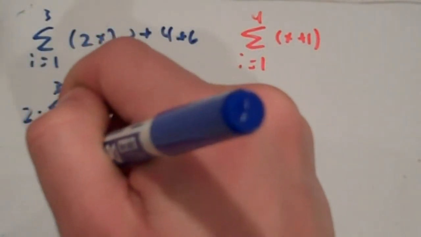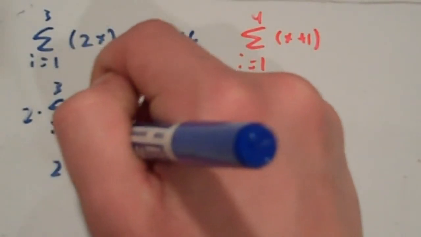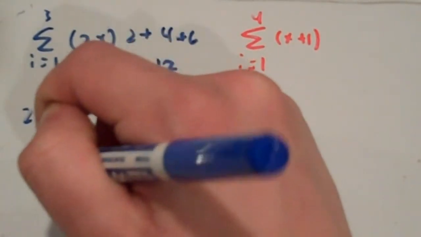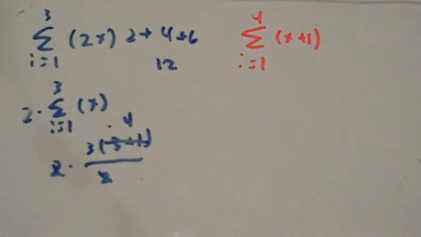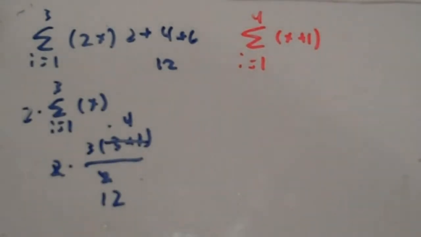Well, this is 2 times, using our summation formula because we have the variable alone now, 3 times (3 plus 1) over 2. These 2's cancel. The 3 plus 1 is 4, which just leaves us with 3 times 4, which is 12. So as you can see, one of the operations we can do with summation formulas is bringing a coefficient out front.